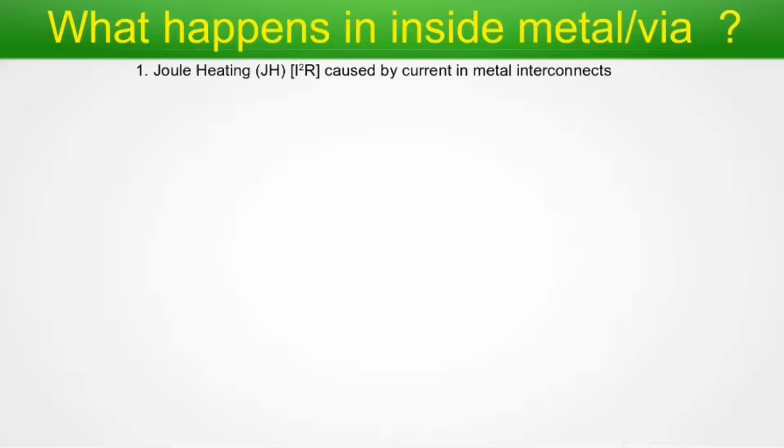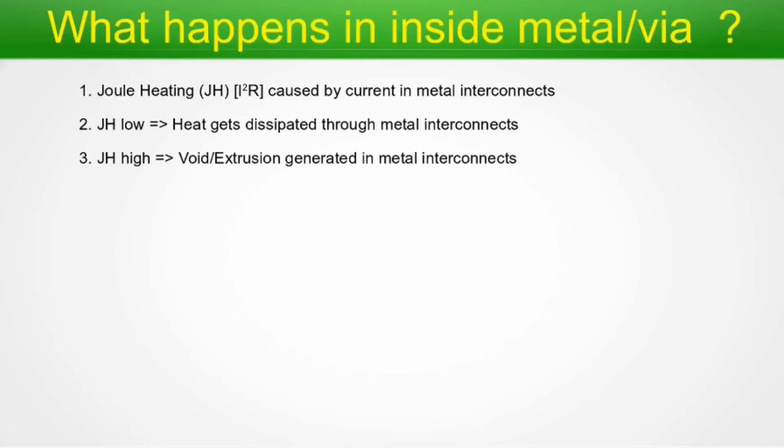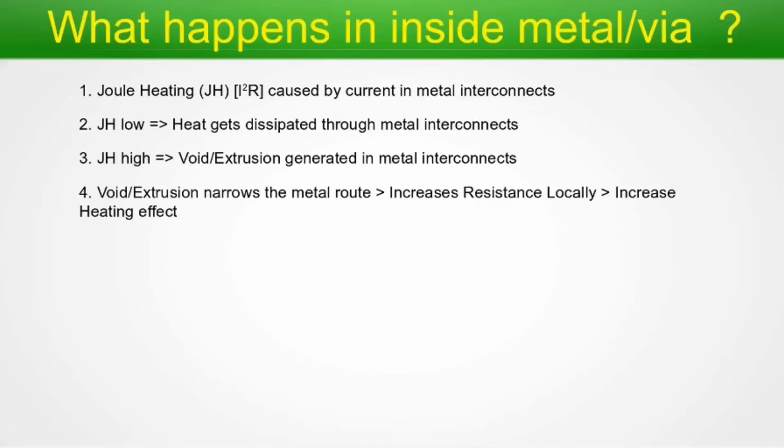What happens inside? First, there is Joule heating, I squared R, caused by the currents in metal interconnects. If this heat is low, it gets dissipated through the metal interconnects. If it is high, voids or extrusions get generated in metal interconnects or vias. A void or extrusion narrows the metal route. This in turn increases the resistance. This again increases the heating effect. So it acts as a cumulative positive feedback and keeps increasing. One is increasing the other, and finally the damage happens.